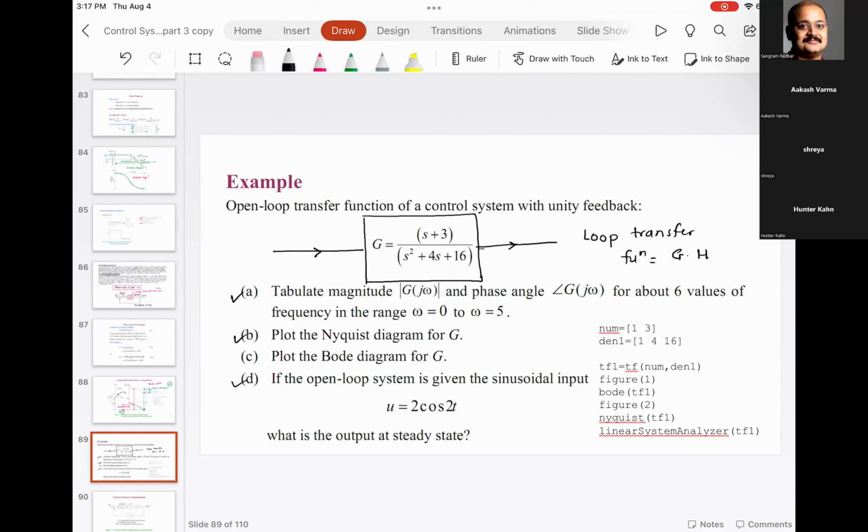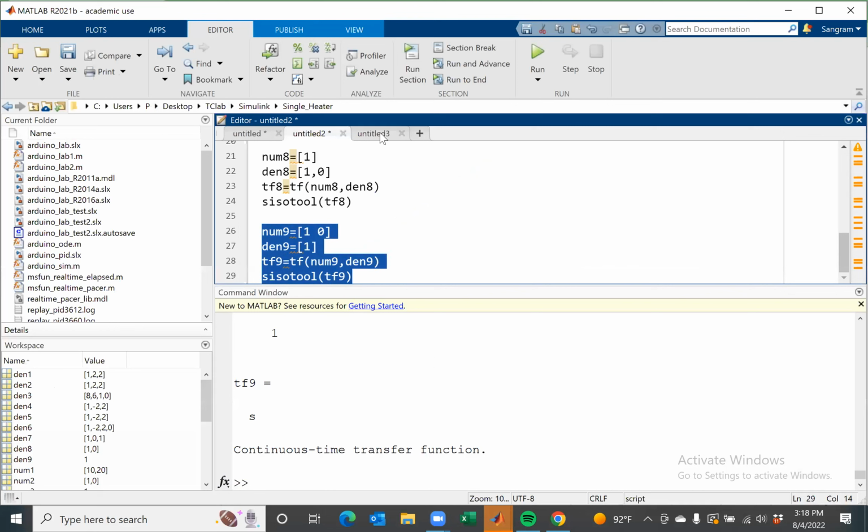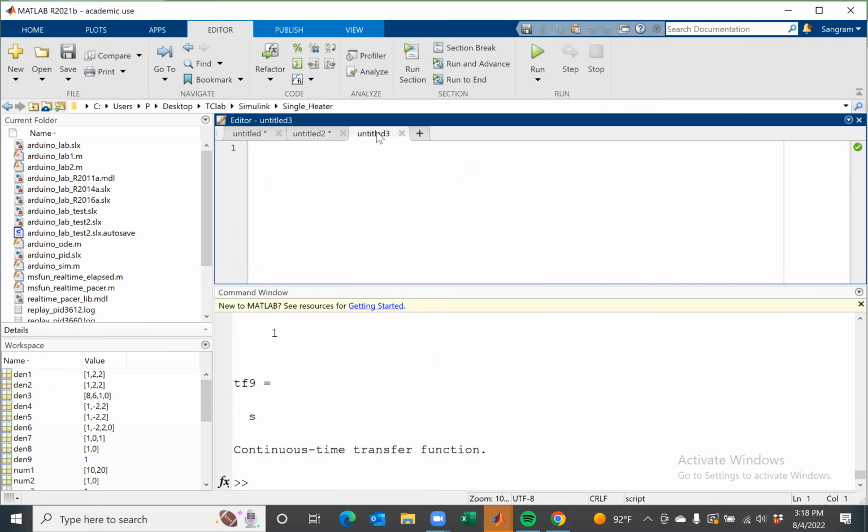Now what we are going to do is solve this problem, not by hand, but using MATLAB. And at this point, I want to introduce one more tool, the linear system analyzer. So at this point, I want you to go to MATLAB, and I'm going to share my screen. Go to MATLAB. Online students, can you see my MATLAB screen?